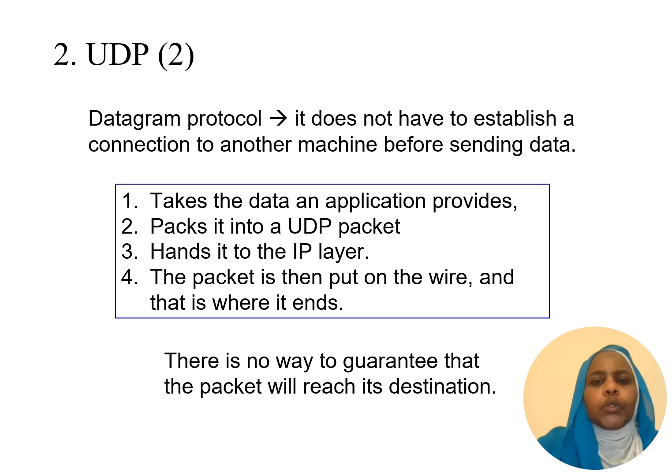It's a datagram protocol. That means it doesn't establish a connection to the other machine before sending data. It takes data from the application, packs it in UDP packets, and hands it to the IP layer. The packets are then sent on the wire with the best effort that the IP protocol provides, and that's the end. There is no way to guarantee that the packets will reach the destination, and whether it will reach it in order and whether it will reach it correct or not.